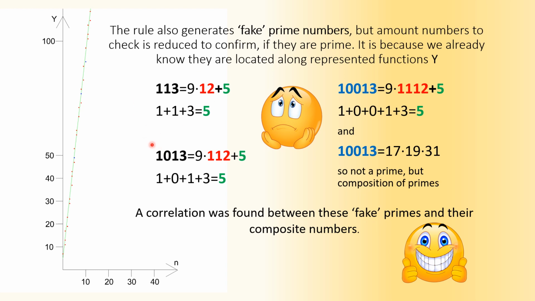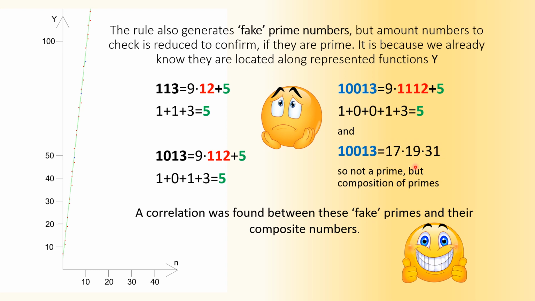The same for 1013. It's 9 times 112 plus 5. 1 plus 0 plus 1 plus 3 is 5. Again the same. Now take, for example, 10,013. It is 9 times 1112 plus 5, and the remainder is 5, and the sum of digits is 5 as well. But this number is a composite of 17, 19, and 31.